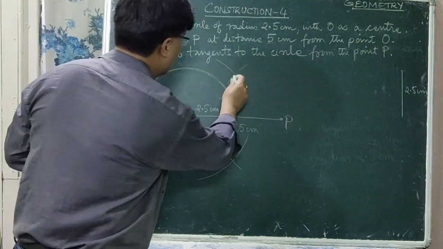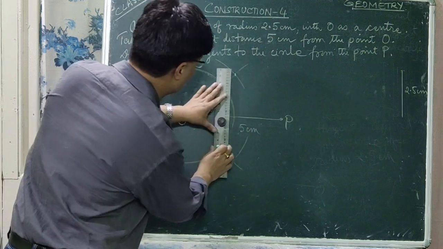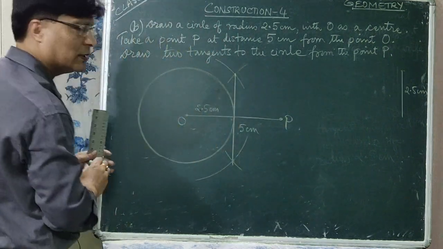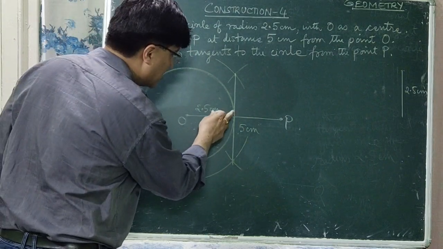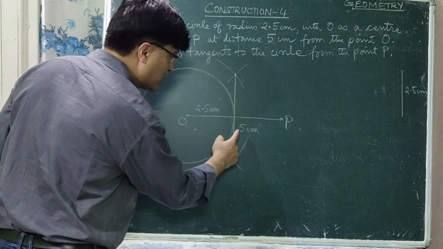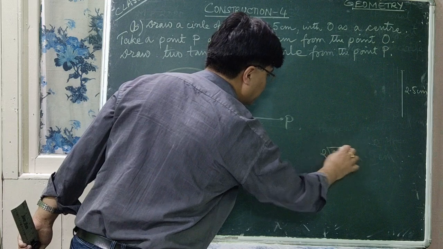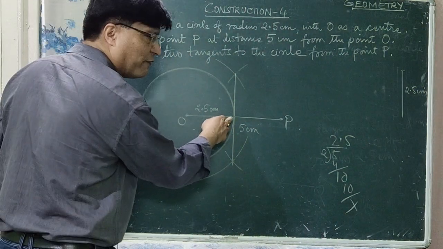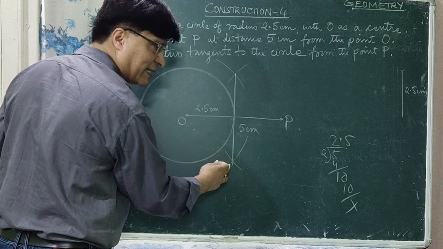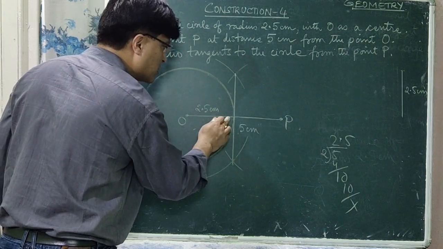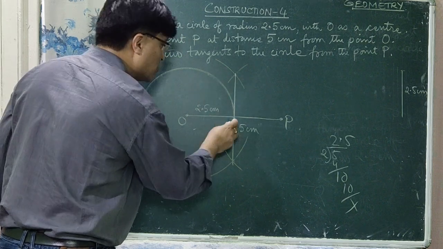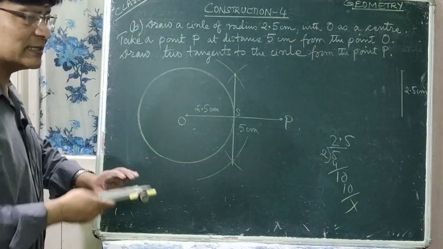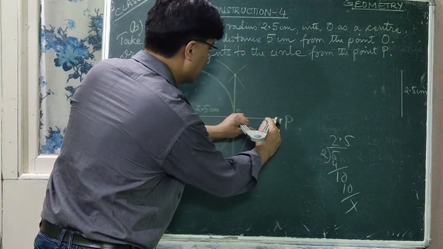Which two points are joined? This point and this point are joined. So these two points are joined, and we got this straight line touching the circle. Because what is half of 5? Half of 5 is 2.5 cm. So obviously this bisector of OP must touch the circle at this point. Okay? So suppose this point is S. Is that clear?